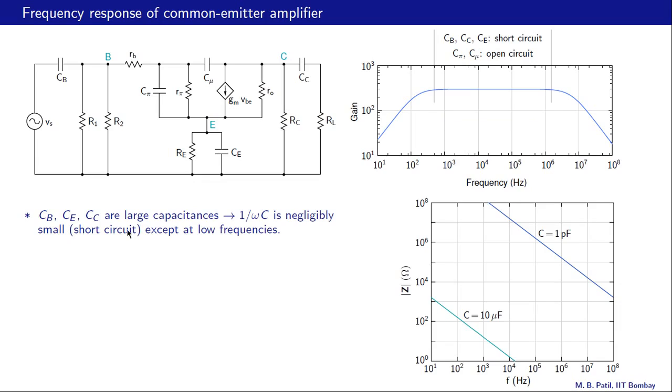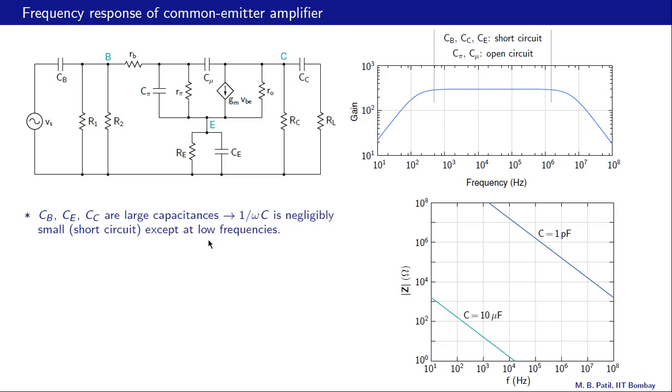The capacitances CB, CE and CC are large, in the tens of microfarads range or even larger. And for these capacitances, 1 over omega c, the impedance presented by them, is negligibly small. That is, they are like short circuits, except at low frequencies.